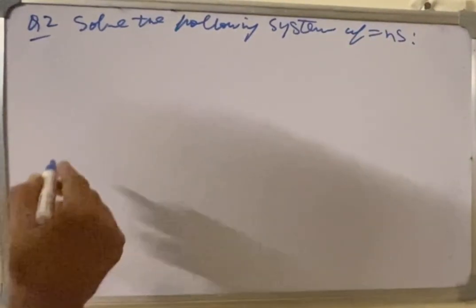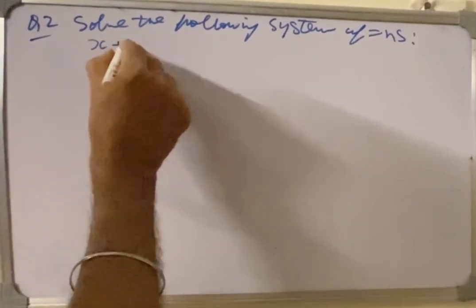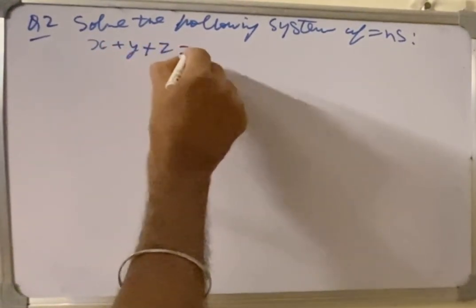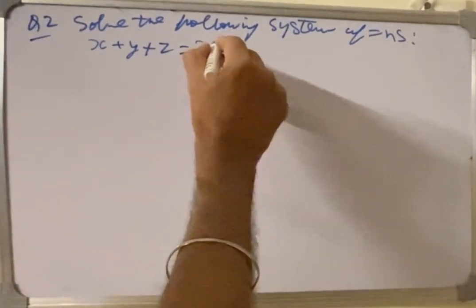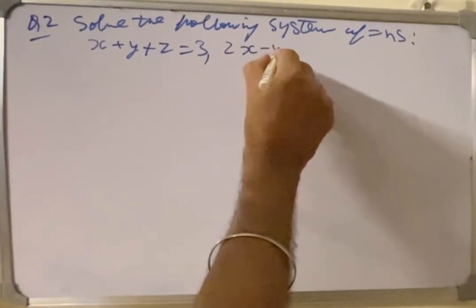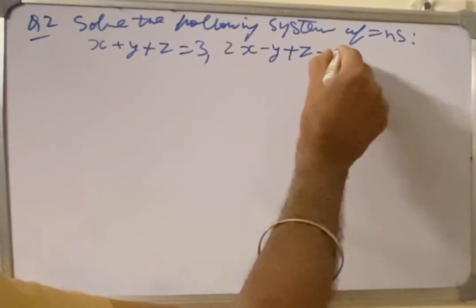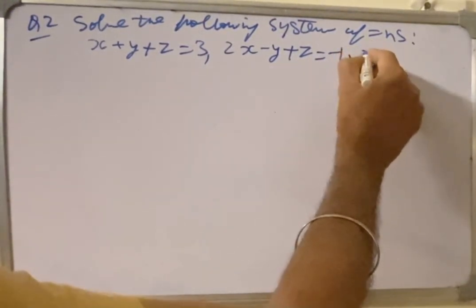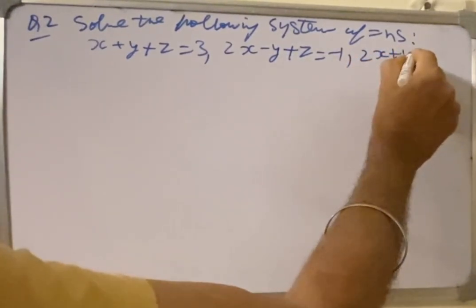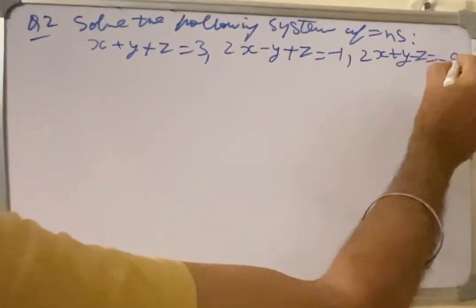So the equations are x plus y plus z is equal to 3, then 2x minus y plus z is equal to minus 1, then 2x plus y minus z is equal to minus 9.